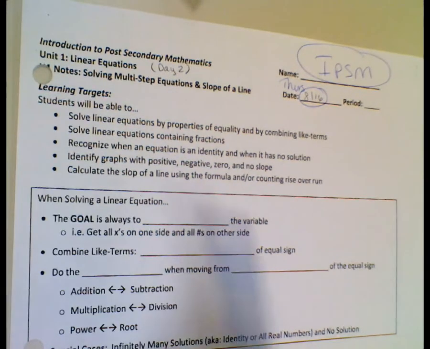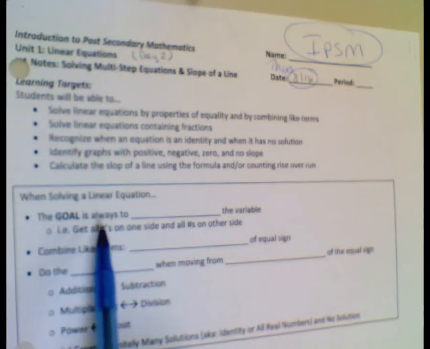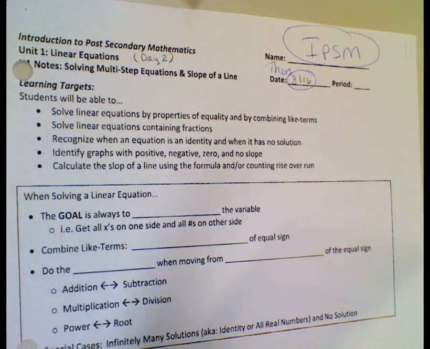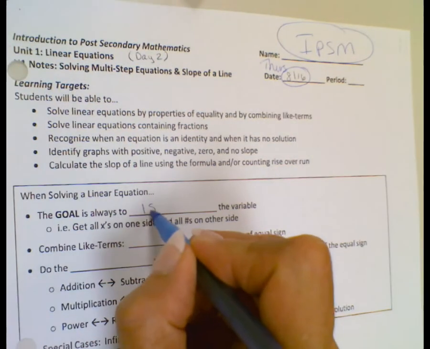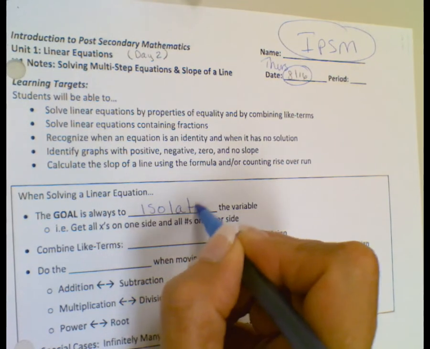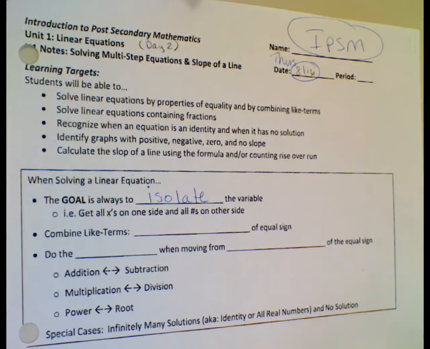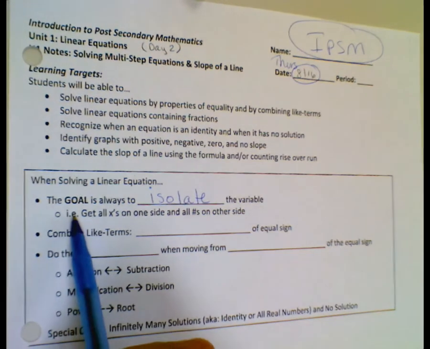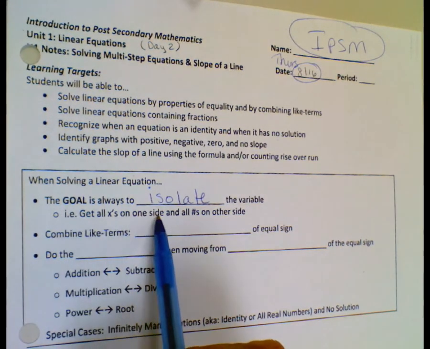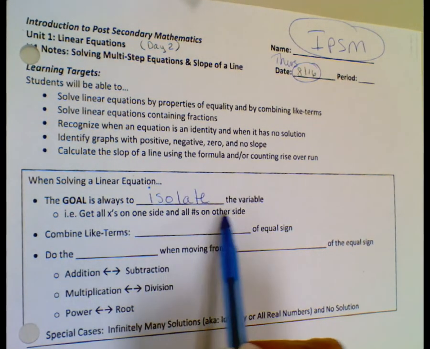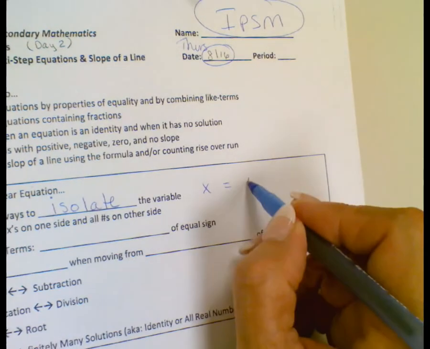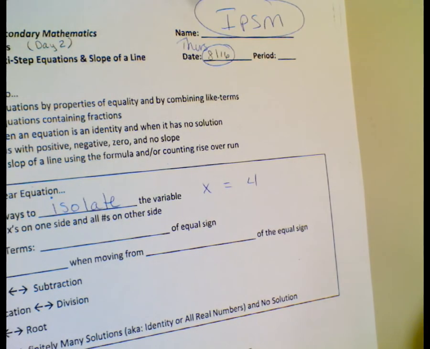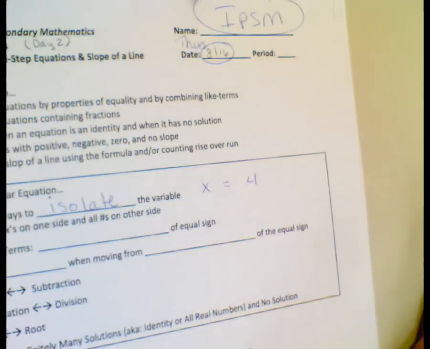So here, come fill in the blanks. The goal of solving a linear equation is always to, does anyone know? It is to isolate the variable. That means get the variable by itself. For example, get all x's on one side and all the numbers on the other side. Something like this: get the x's on this side, numbers over here.